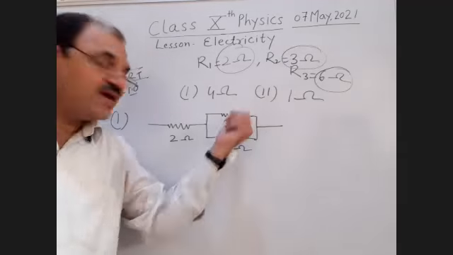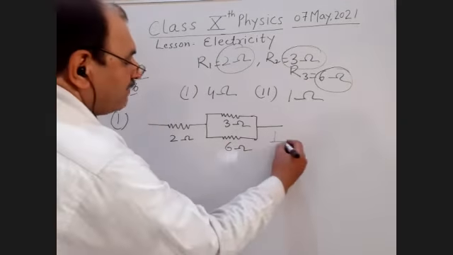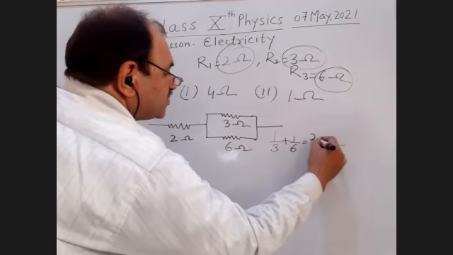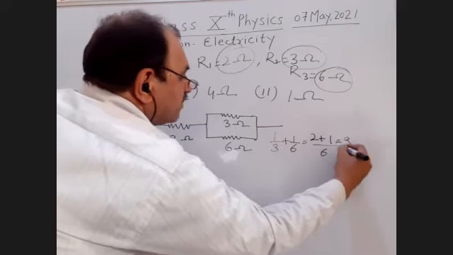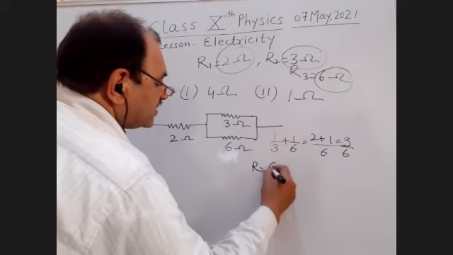Is it clear, students? Now we'll see. Here 3 ohm and 6 ohm are connected in parallel, means 1 by 3 plus 1 by 6. LCM 6 means 2 plus 1 is equal to 3 by 6, and R is equal to 6 by 3. It is 2 ohm.